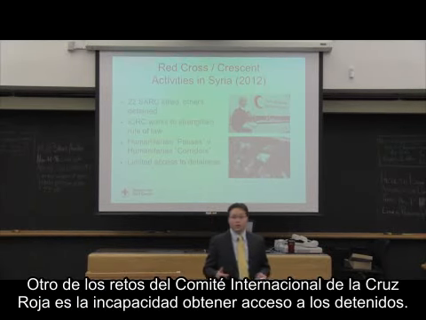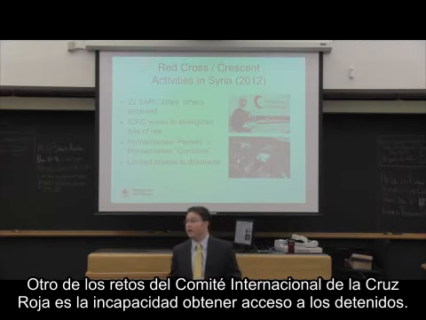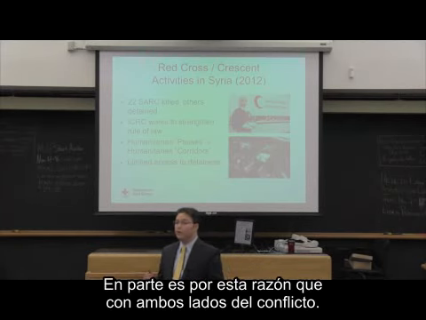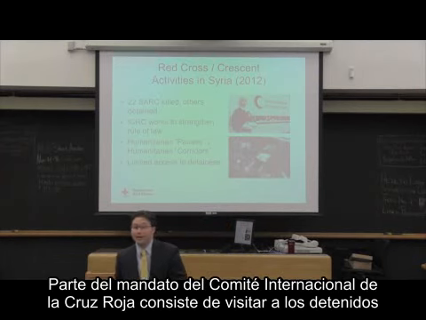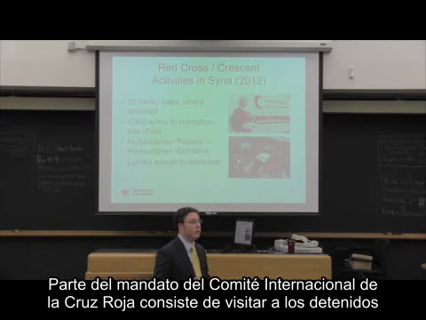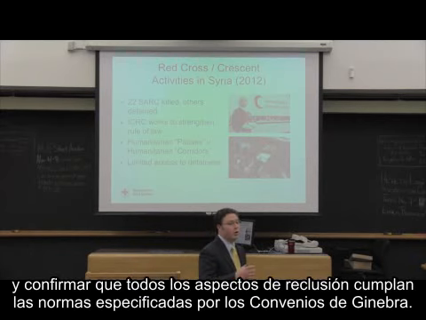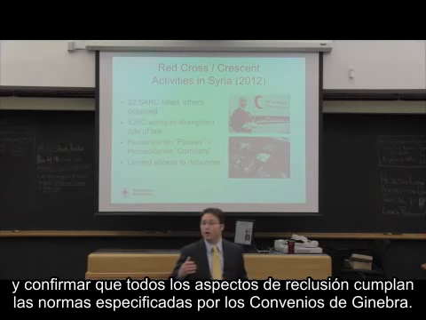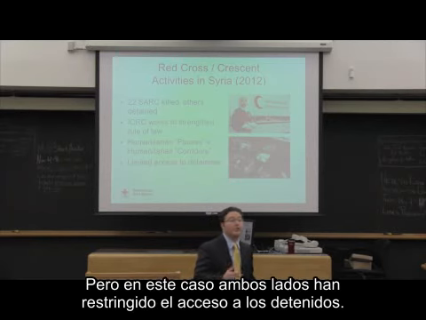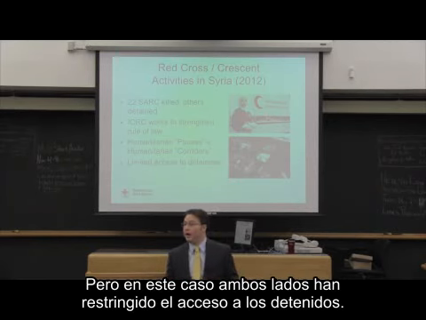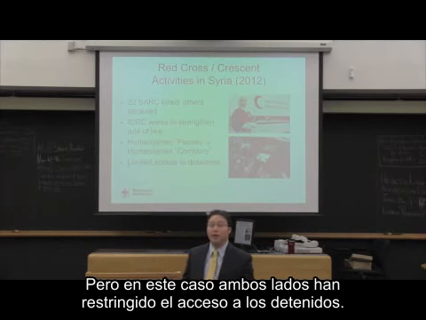Another challenge as well is the inability of the ICRC to access detainees. And this is one of the reasons why they work with all parties involved. The ICRC's mandate is to, among other things, visit detainees and to confirm conditions of detention that they meet certain standards as specified under the Geneva Conventions. And they have had extremely restricted access to detainees on both sides.